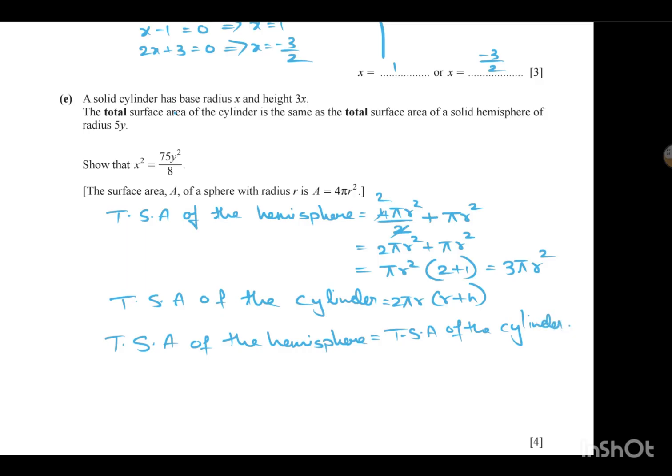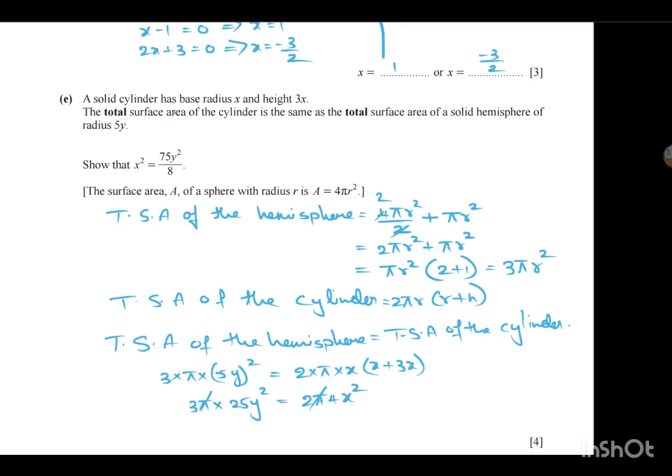For the hemisphere we got 3 pi r square, so 3 into pi into r is 5y, so 5y whole square is equal to 2 pi r, 2 into pi into r is x, and x plus 3x. Then 3 pi into 25y square is equal to 2 pi x into 4x, which will be 4x square. Pi gets cancelled on both the sides.